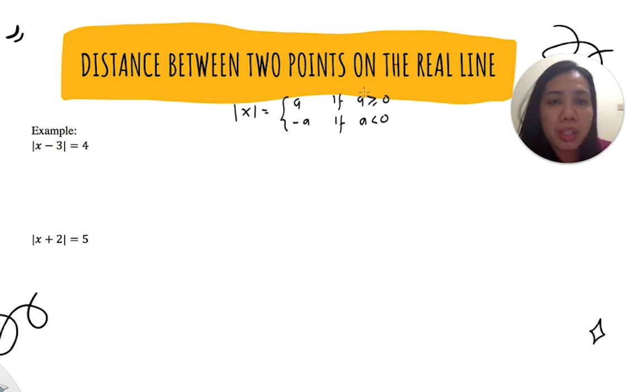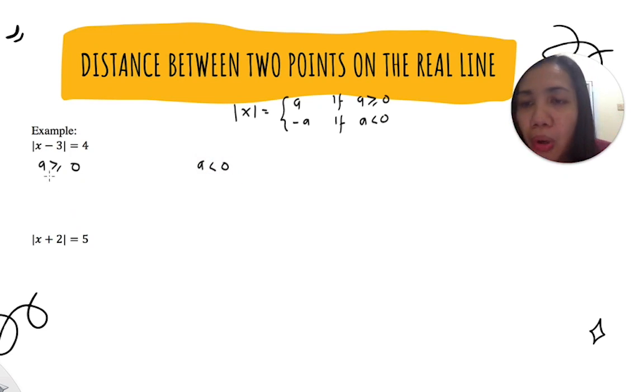Okay, first things first, we're gonna look at the first possibility here, a more than or equal to 0, and in here we're gonna put the second possibility, which is a less than 0. So for a more than or equal to 0, we take the inside part, x minus 3 equals, because in this first possibility we just keep a as a, so let's write 4 as it is.